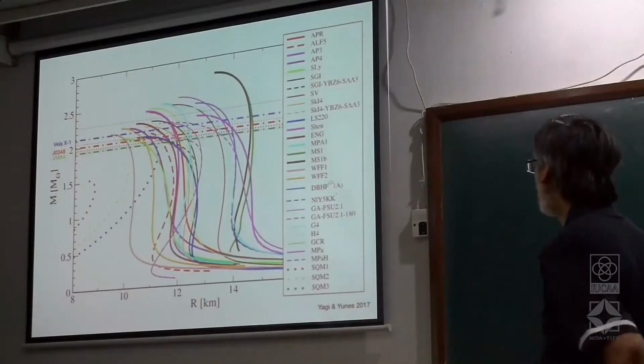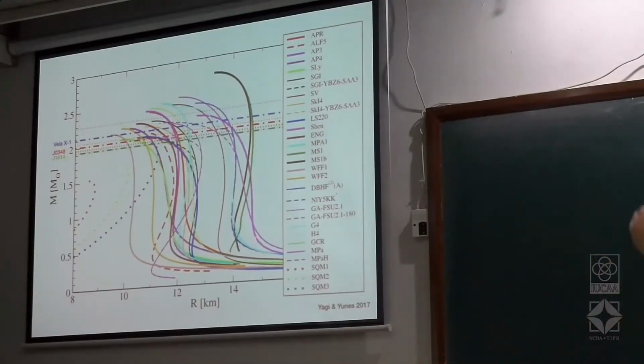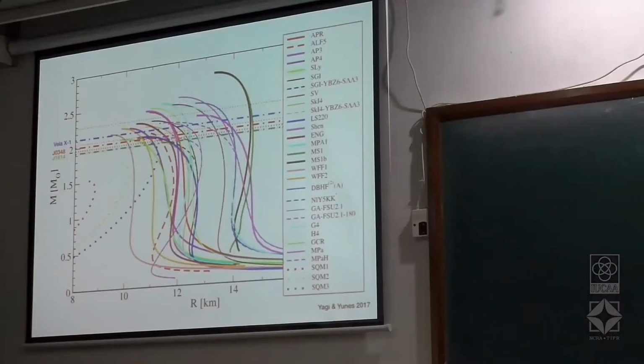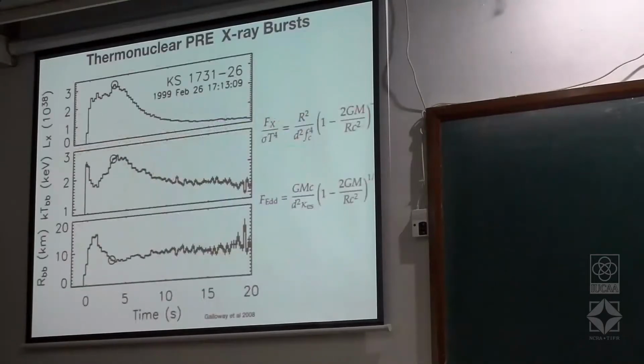There are two families of equations of state. The rightmost ones, the stiffest equations of state giving you the largest radius, are mostly all from relativistic mean field theory. And extrapolations from measurements of nuclear potentials all lie in this much. Now that's from mass alone.